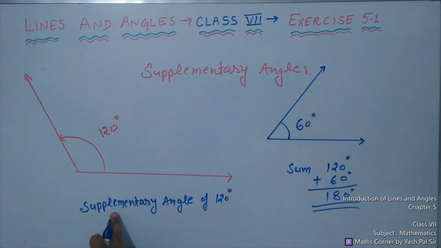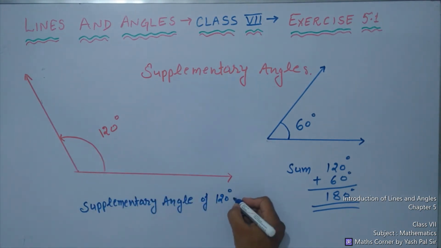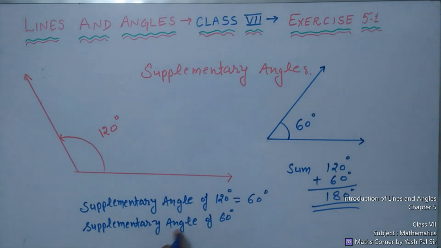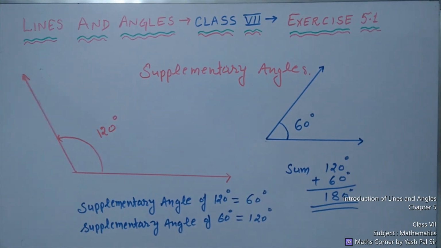Now what is the question? The question is, what is the supplementary angle of 120 degrees? So the answer will be 60 degrees. Similarly, the supplementary angle of 60 degrees will be equal to 120 degrees, right?